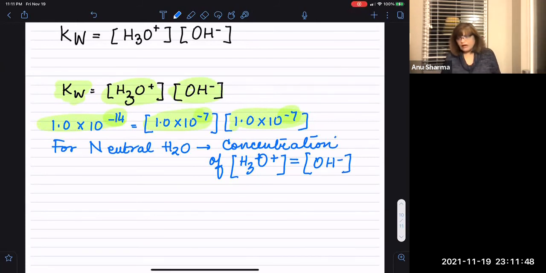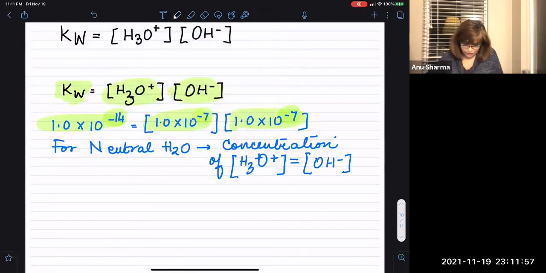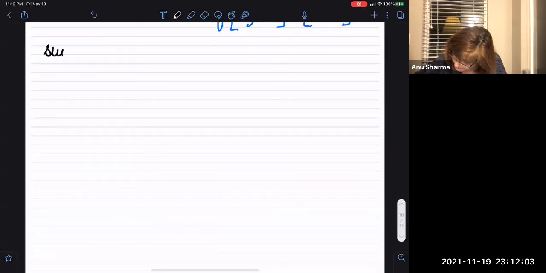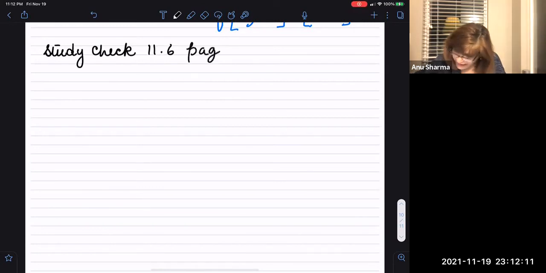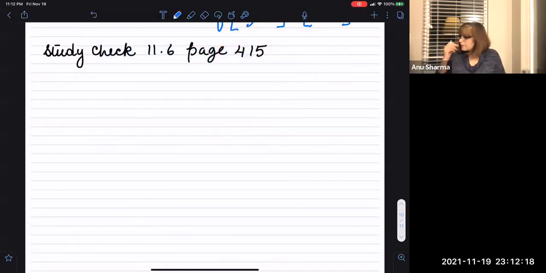All right, now let's look at the concept of whether the water is acidic, basic, or neutral if there are impurities in the water. So let's look at a study check. Study check 11.6, and that is on page 415.